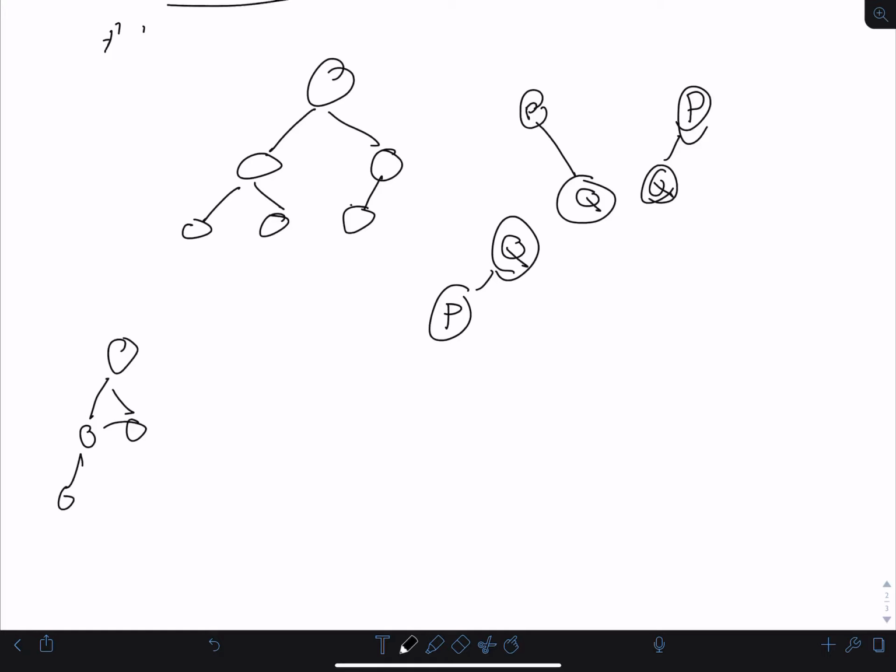Is this a complete binary tree? Yes, because everything but the last level is full. And that last level, the only node is all the way to the left. So it's actually complete technically.